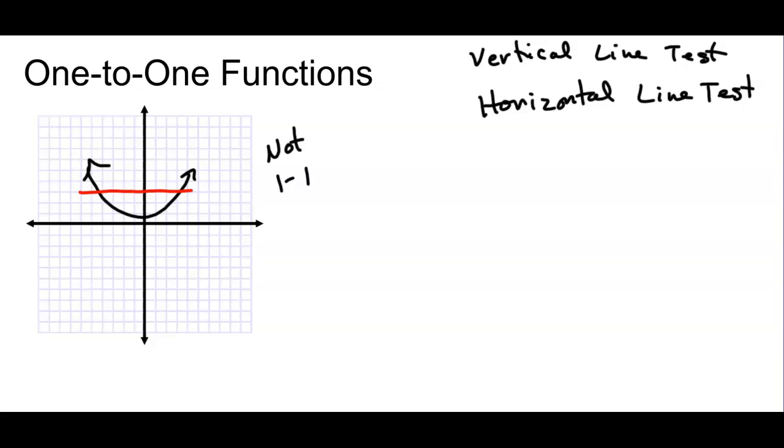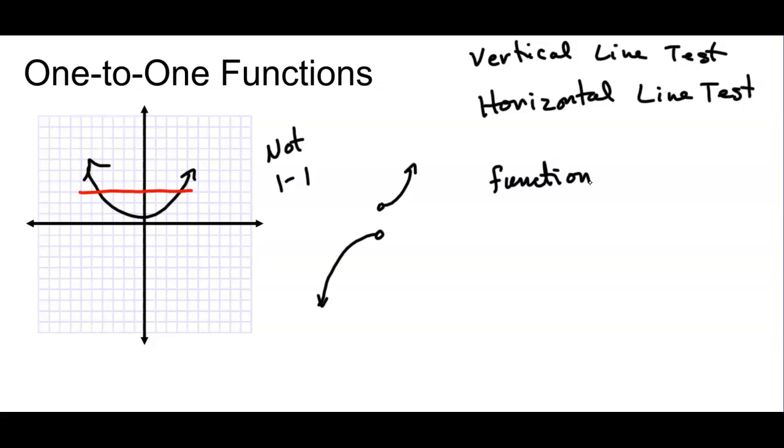So let's say we have something else. Let's see. Let's say we had that one a minute ago. I'll make it a little bit different. So you have something like this. Is that a one-to-one function? Does it pass the vertical line test? Yeah, it's a function, so yes, it's a function. It passes the vertical line test.